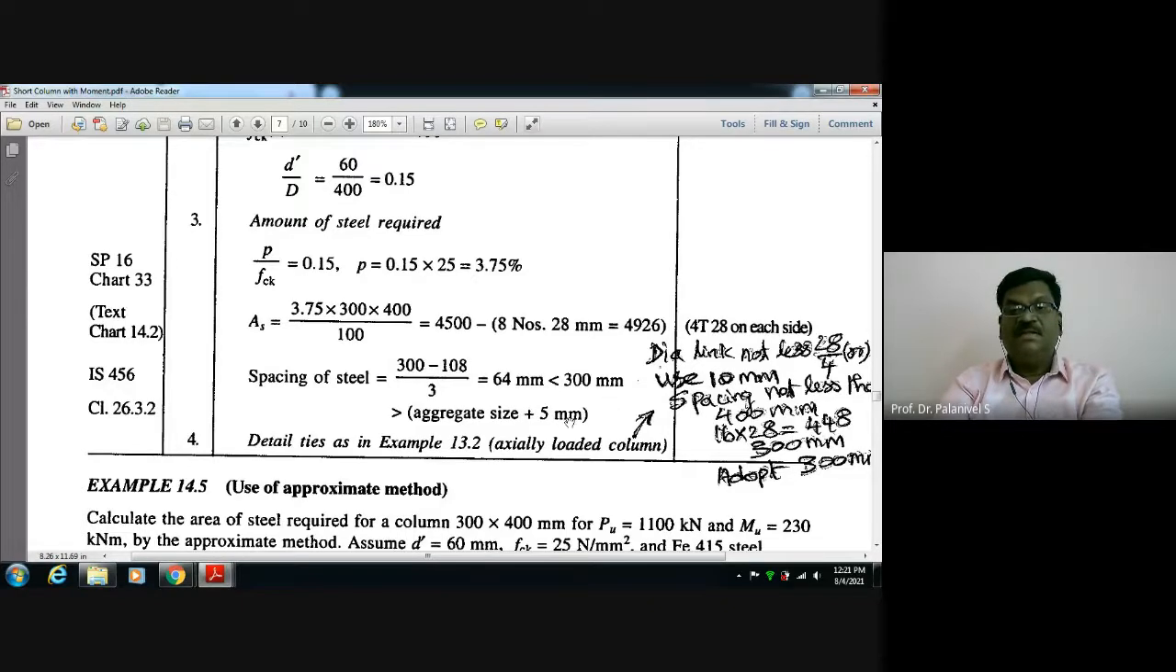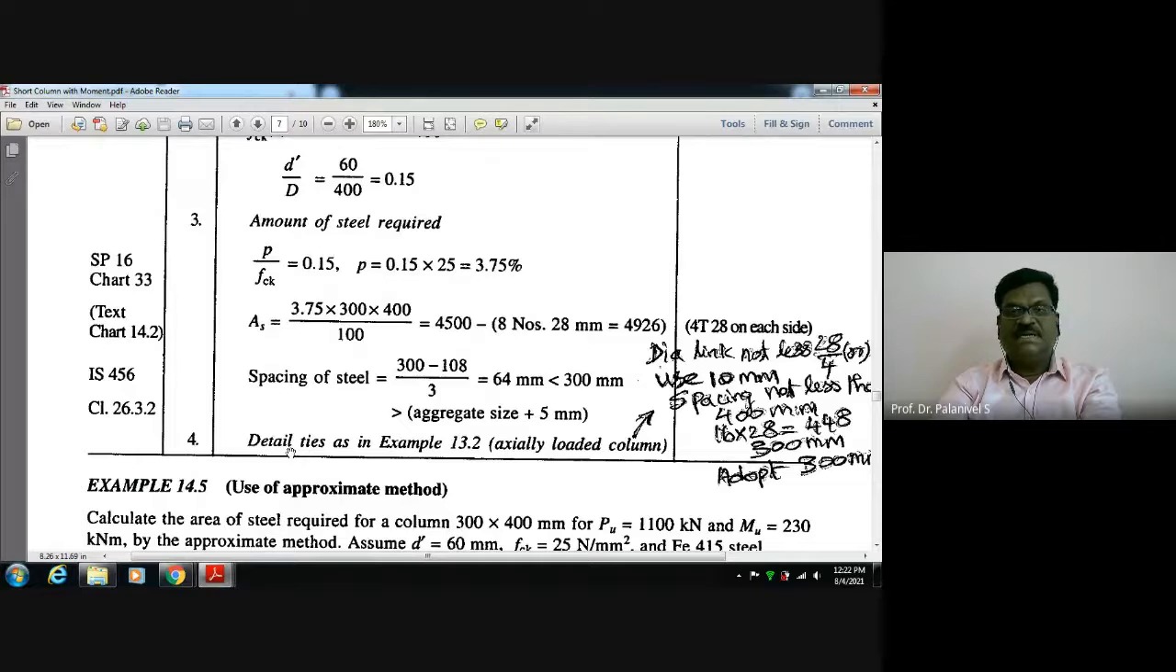Okay. And the clear spacing between the bars should not be less than, that is, it should be more than the aggregate size plus 5 mm. That is 25 mm. The aggregate size is 25 mm. So the 64 is more than 25 mm and less than 300 mm. Hence, okay.